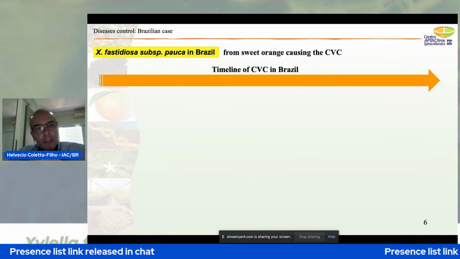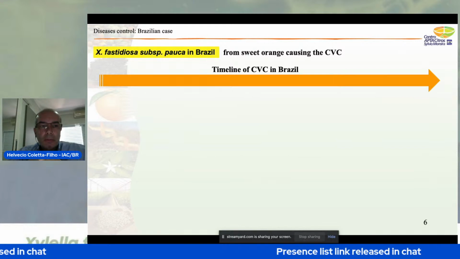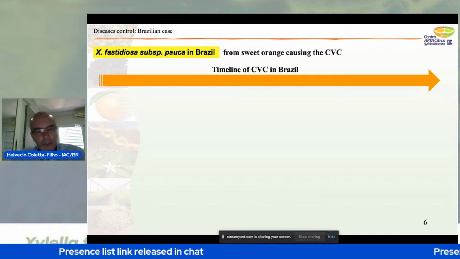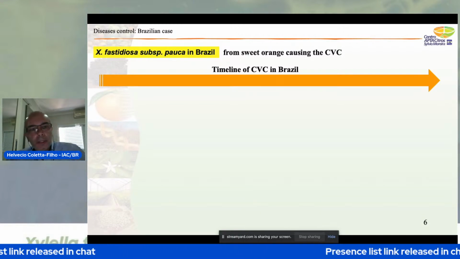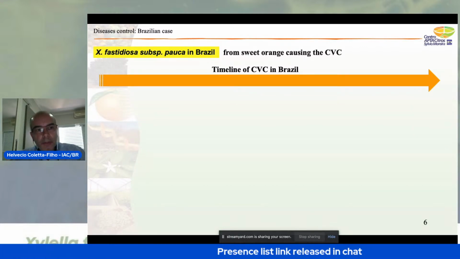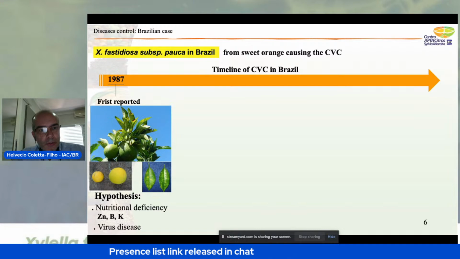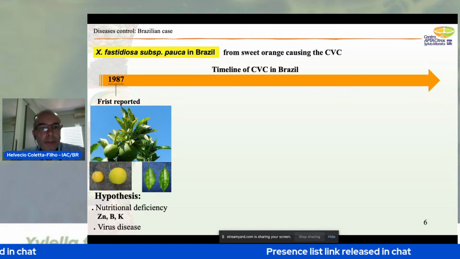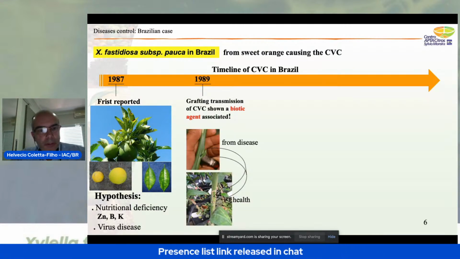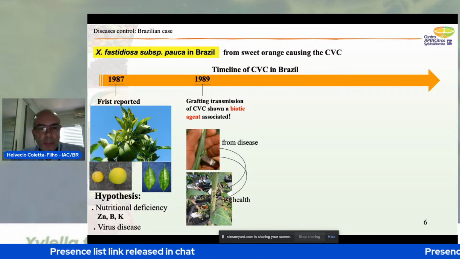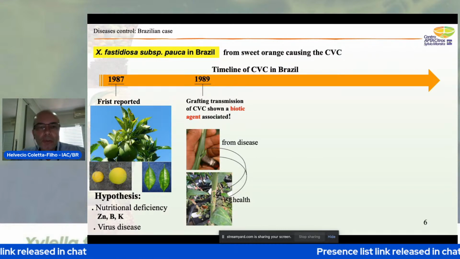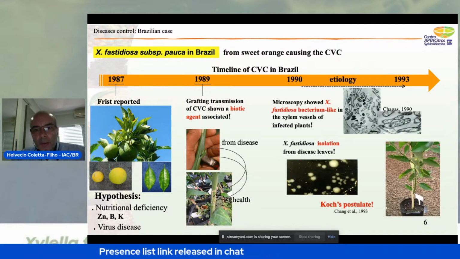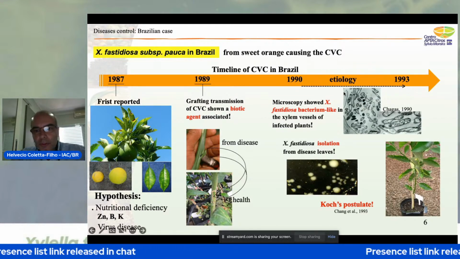To start talking about Xylella in citrus, I put here a timeline of CVC in Brazil, from the first report until today, showing the progress of the studies. The first report was in 1987, and there were several different hypotheses. Later the disease was shown to be graft transmissible, which pointed to a biological agent being associated, and then work began on the etiology of the problem.